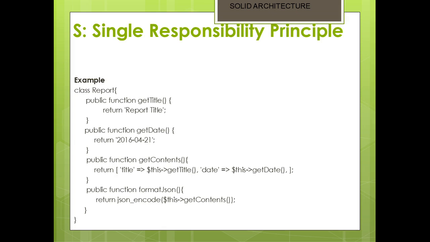Open-closed principle says software entities should be open for extension, but closed for modification. That means we can add new features without rewriting the existing tested code.